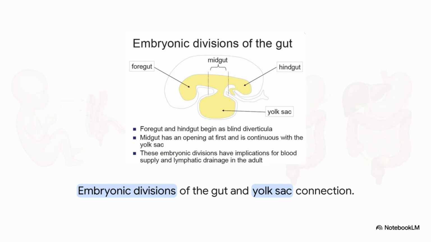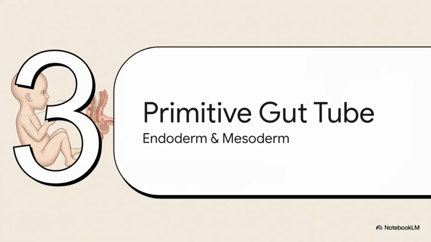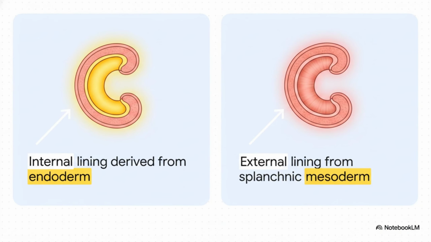And it is vital to remember that these 3 embryonic divisions directly dictate the specific blood supply and lymphatic drainage for the entire adult digestive system later on. Section 3, the primitive gut tube. We'll be looking at the endoderm and mesoderm. So the crucial point here is defining the strict physical boundaries and the exact cellular origins of the tube we just built.